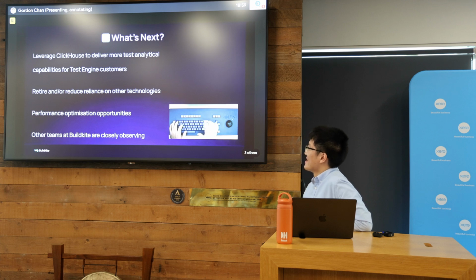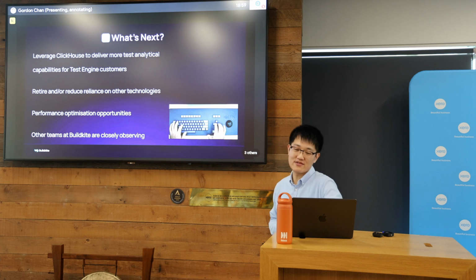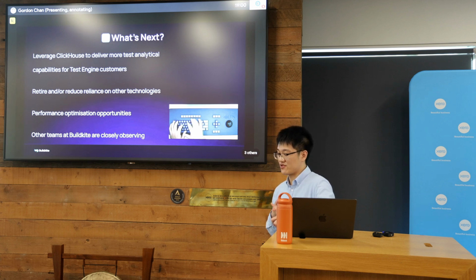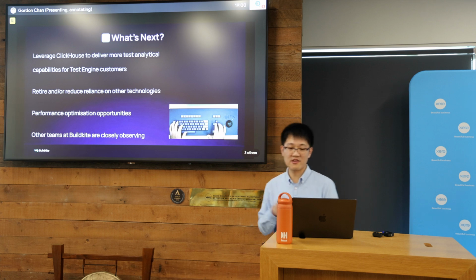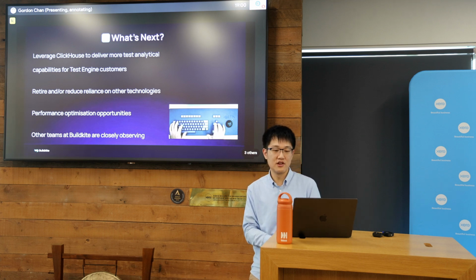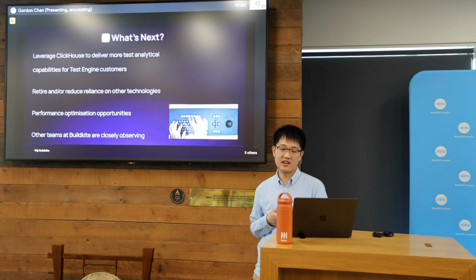So what's next? We're looking at leveraging ClickHouse to deliver more analytical capabilities for our test engine customers. We spent a lot of innovation tokens. Before, I mentioned we introduced Flink and Kafka. We started using Java at Buildkite. That's a lot of innovation tokens that we spent. So we're actually looking at simplifying our stack now and possibly retiring some of the technologies we introduced.